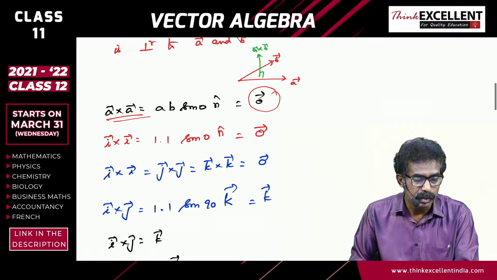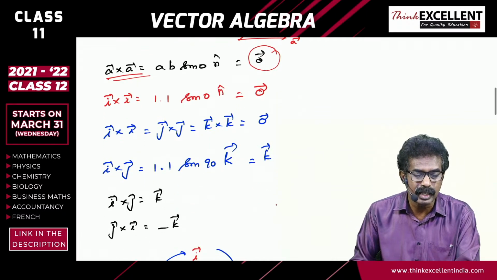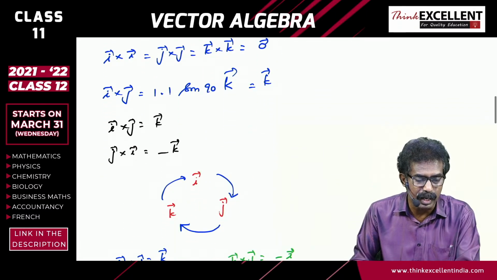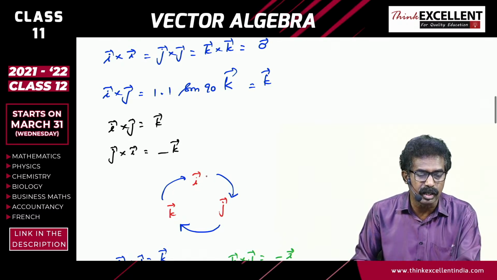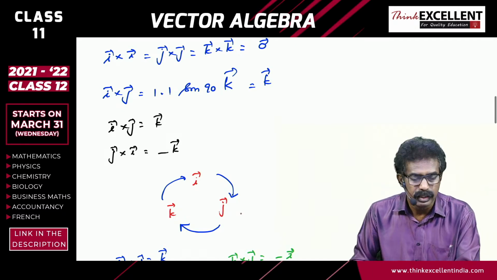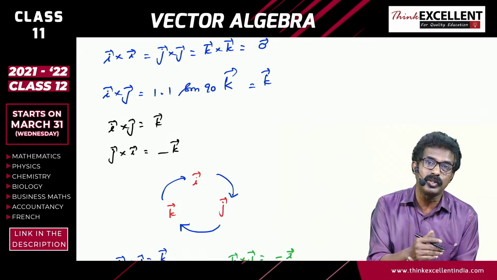Okay. Then I cross J. You have to remember this one. Look at this diagram. I, J, K. Look at the cyclic order. I cross J, I, J, K, I, J, K, that order. I cross J gives K. J cross K is I. K cross I is J. If you reverse, you have to put a minus sign.